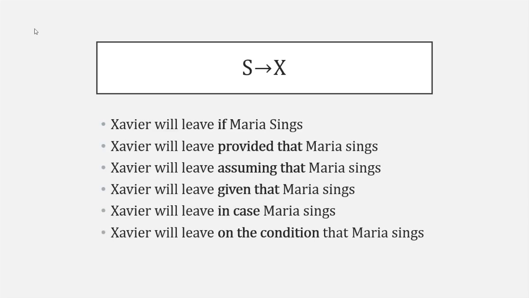Okay, and just to reiterate what I just said, it's very often the case that we don't put the antecedent first in the natural language sentence, right? So I hope that it's clear to you that all of these are exactly equivalent. All of these are also symbolized as if S, then X. Javier will leave if Maria sings. Javier will leave given that Maria sings, and so on. Yeah? So just because one thing comes first in the natural language sentence doesn't make it the antecedent. Okay.